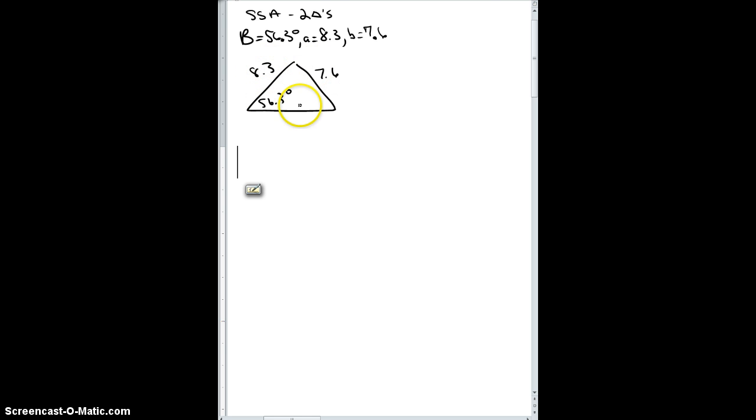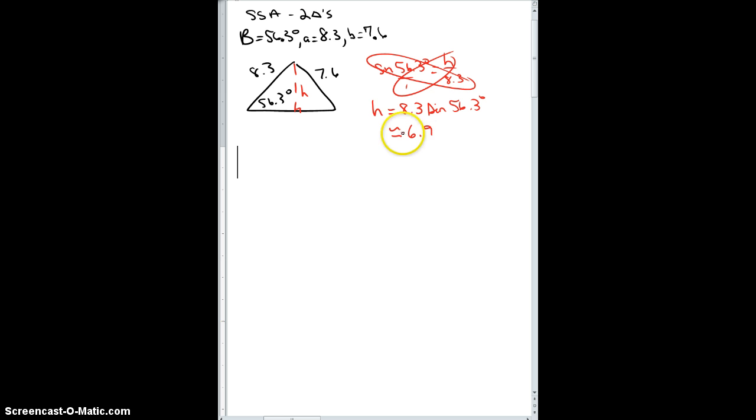So you have side-angle, and then your height would be right down the middle, or the altitude. You would just take sine of that angle, 56.3, opposite over hypotenuse. Some people like to do that, but you're just going to end up multiplying those together. So the height is equal to 8.3 sine of 56.3, which ends up being about 6.9.